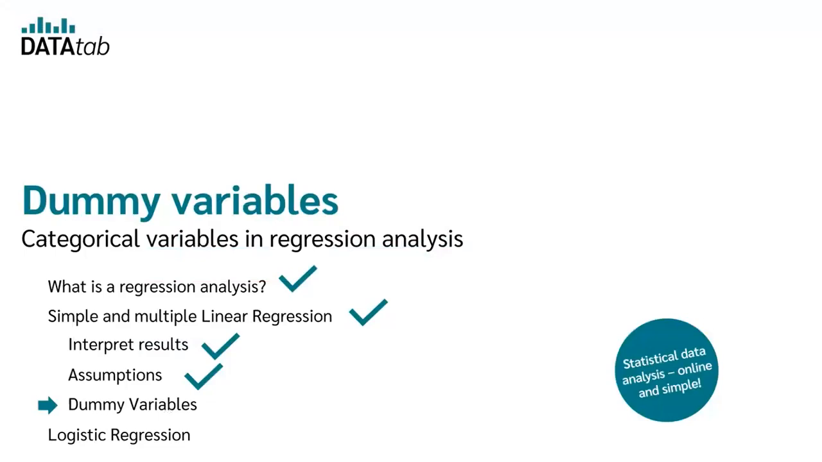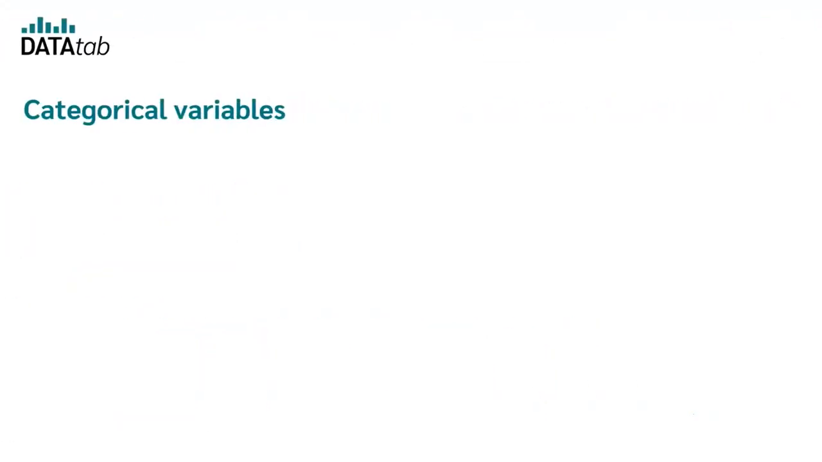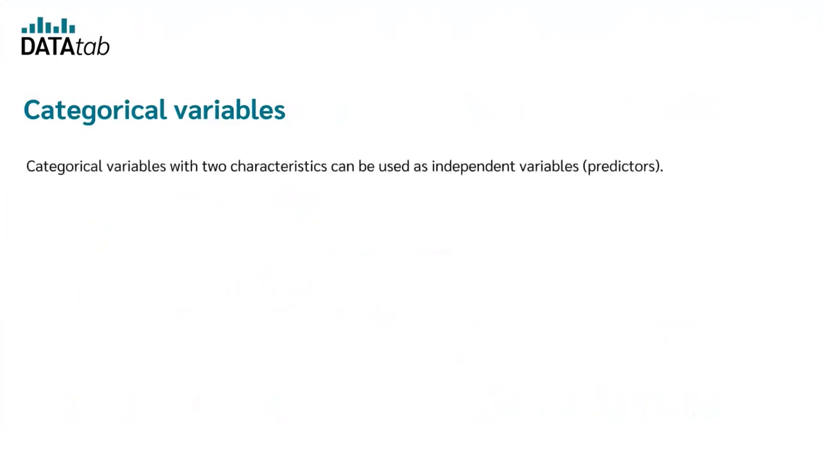Now it's time to look at dummy variables. You have to use dummy variables if you want to use categorical variables with more than 2 values as your independent variables. As independent variables or predictors, either metric or categorical variables with 2 expressions can be used. Of course, it's also possible to use variables with more than 2 categories, and I will explain this to you in the next slides. Categorical variables with 2 characteristics are also called dichotomous.